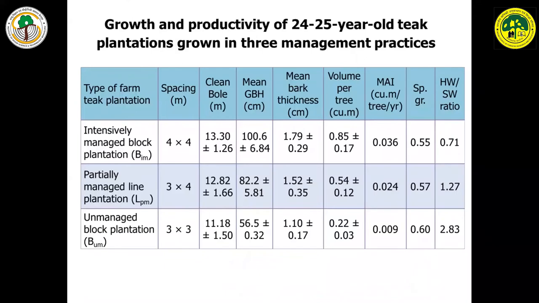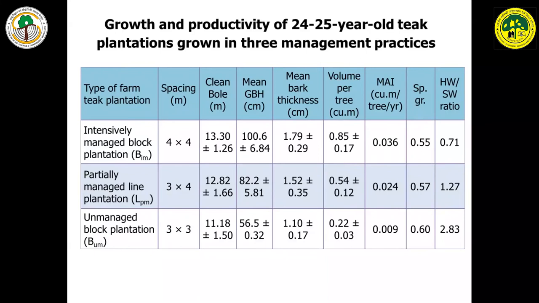You can see here the GBH is quite different, particularly the unmanaged block plantation has quite a low GBH. It is like a pole compared to the intensively managed, which was like 100 centimeter. Similarly, the MAI, mean annual increment, was also quite different, and specific gravity was higher in the unmanaged, that is slow grown teak timber, compared to fast grown intensively managed.